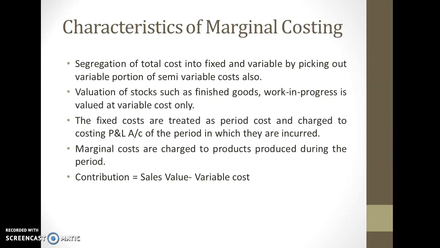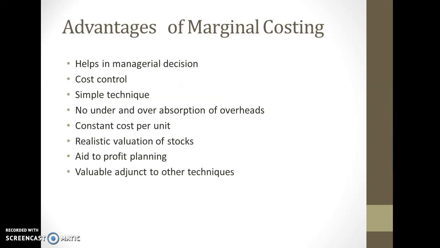Period costs are such costs which would not be there once the period is over. So the fixed costs are treated as period cost and charged to costing profit and loss account of the period in which they are incurred. Marginal costs are charged to products produced during the period, so they are product cost. Contribution, which is an essential feature of marginal costing, is equivalent to sales value minus variable cost.